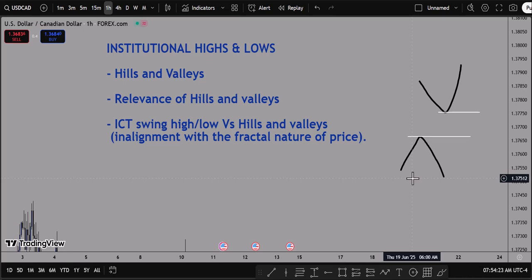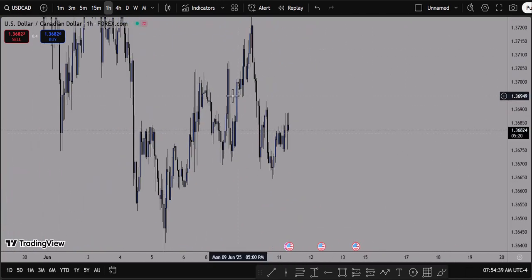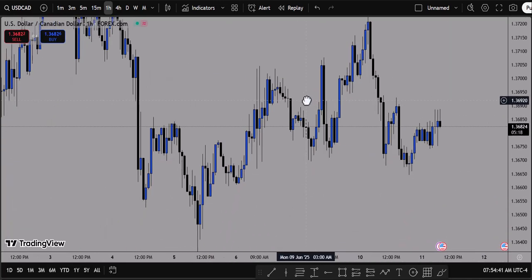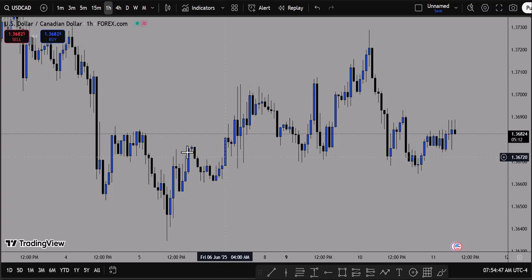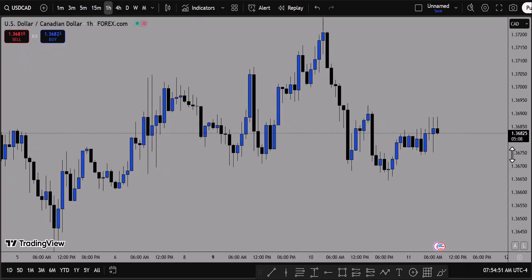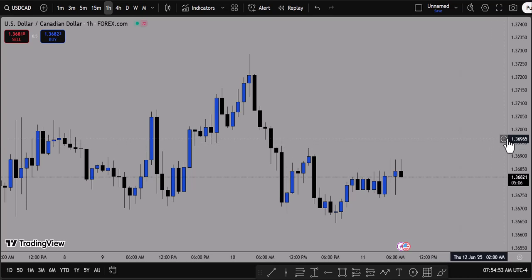Now, the third point I have here says ICT swing high and low versus hills and valleys. So how do ICT swing points, meaning swing high and low, align with hills and valleys, in cognizance of the fractal nature of price? So let's go down to the chart and look at this now. This is a 1 hour chart on USD CAD. If you look at this chart now, we have candlesticks. Let me just increase it so that I can work with this segment that I'm looking at.